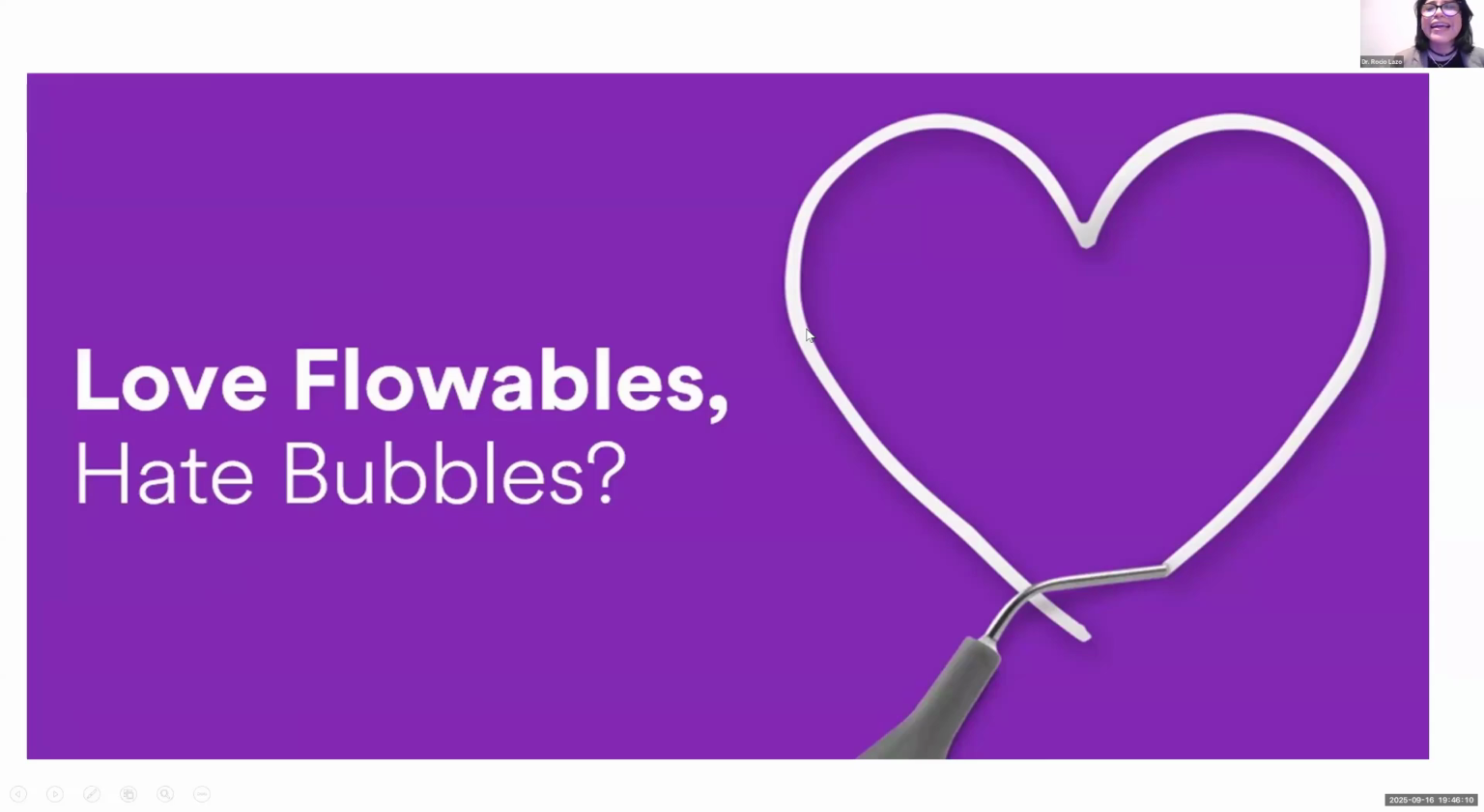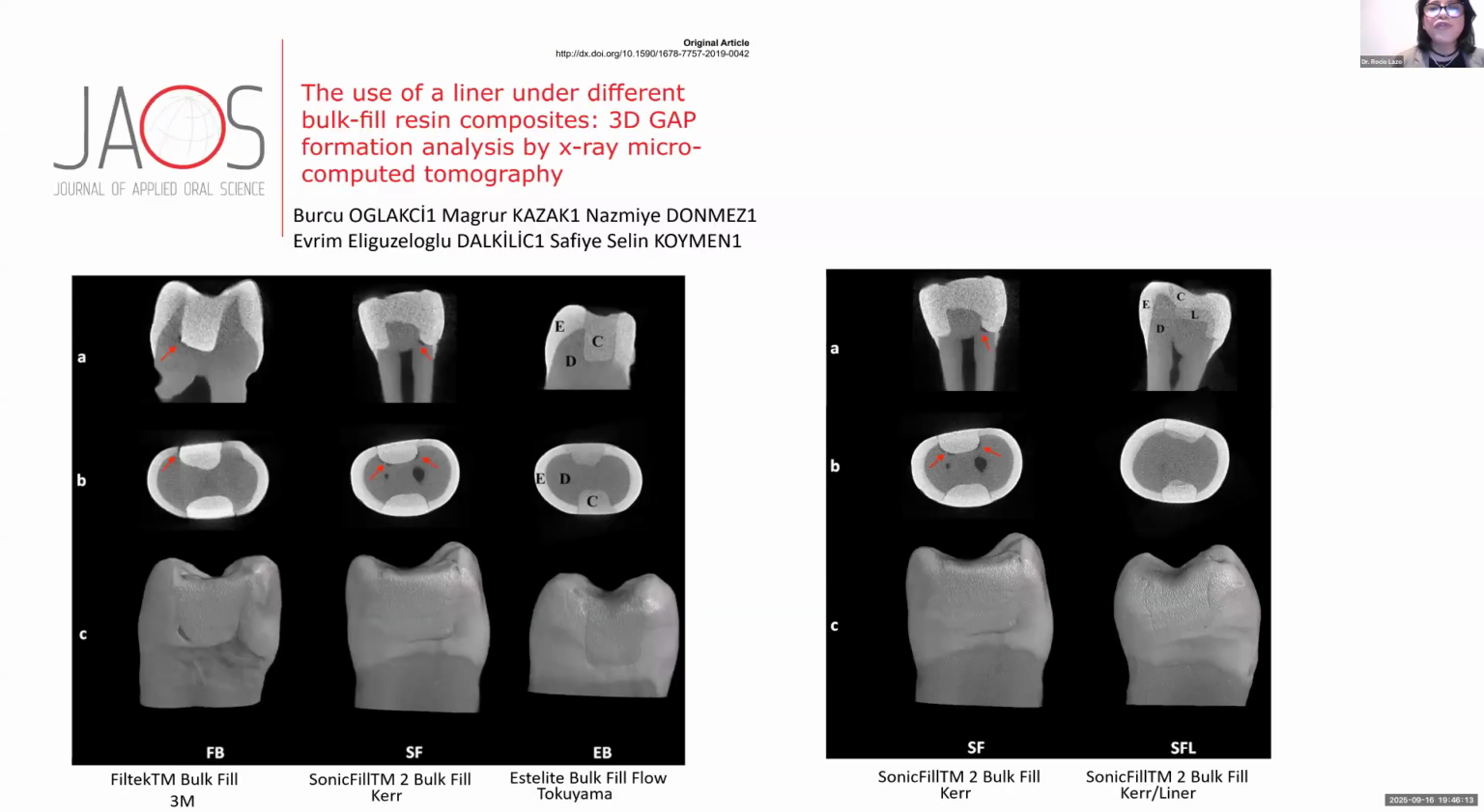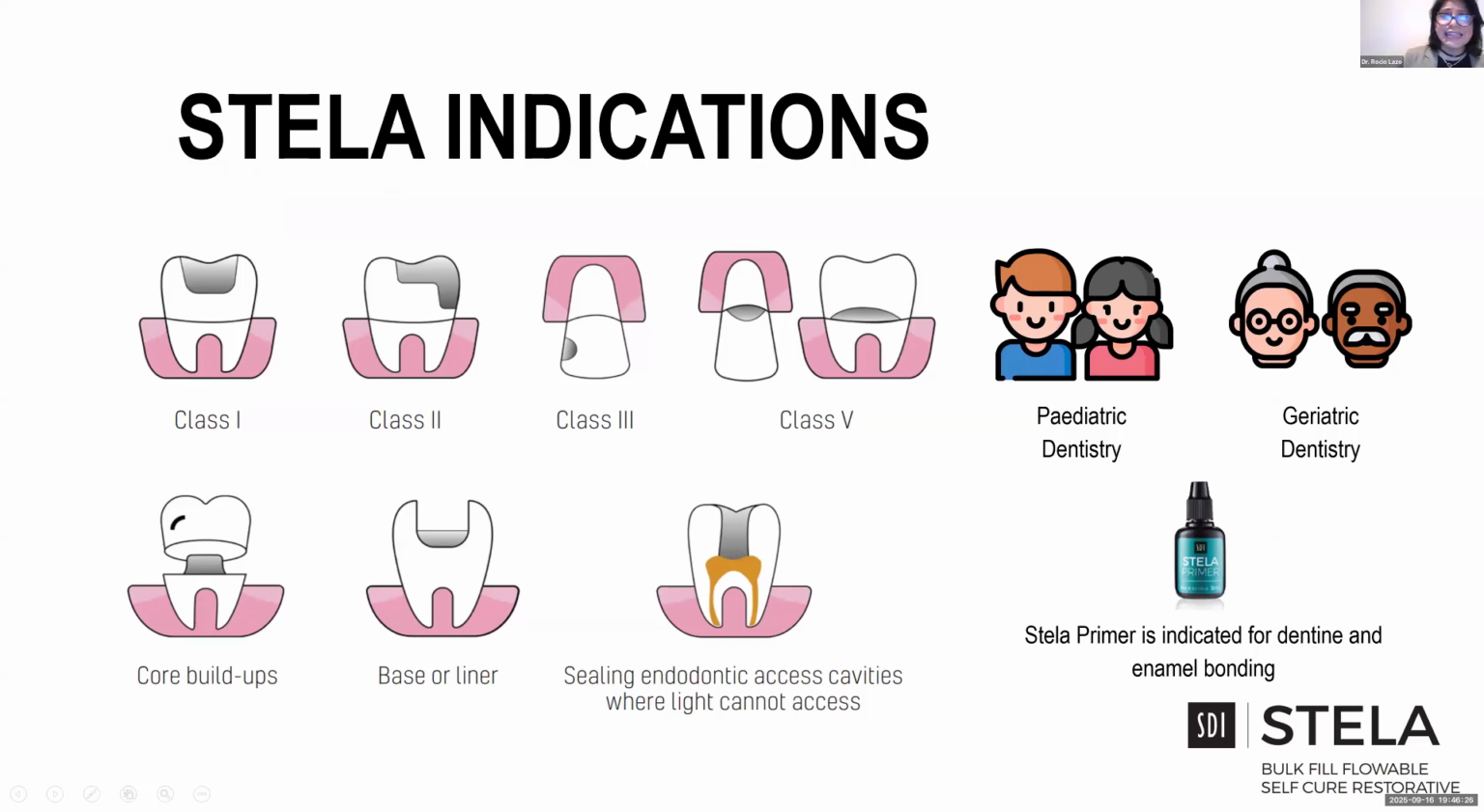Stella is flowable, so for class 2 cavities it works perfectly. The flowable resin works perfectly in class 2 cavities to have the best seal. So Stella indication for pediatric dentistry is great. For geriatric dentistry, it's great. For adults, it's great. So Stella is for all your patients. For class 1, class 2, class 3, class 5 cavities, for pediatrics, for everything, for every treatment.